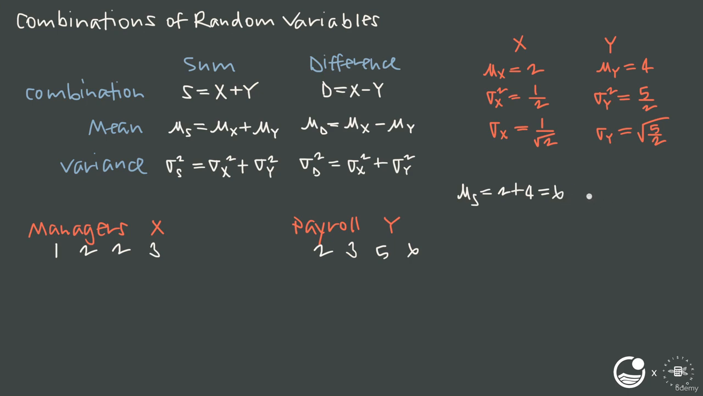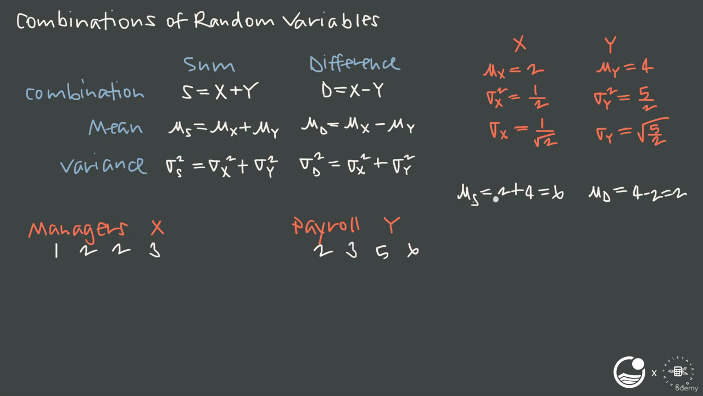And similarly, if we wanted to find the mean of the difference, we would simply take the difference of the means. So we could take 4 minus 2 to get 2. And we could say that on average, the payroll department spends 2 hours extra per department than the managers spend per department on the process of getting the employees paid.